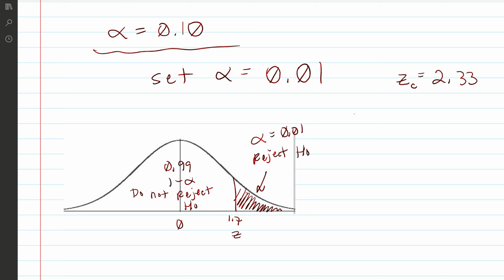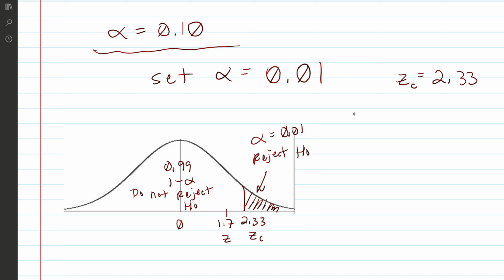Alright, that 2.33, I'm sorry, I need to redo these here. The 2.33 is right there, which makes more sense. And now our 1.7 is right there. So the level of significance corresponds to a critical z-score of 2.33.